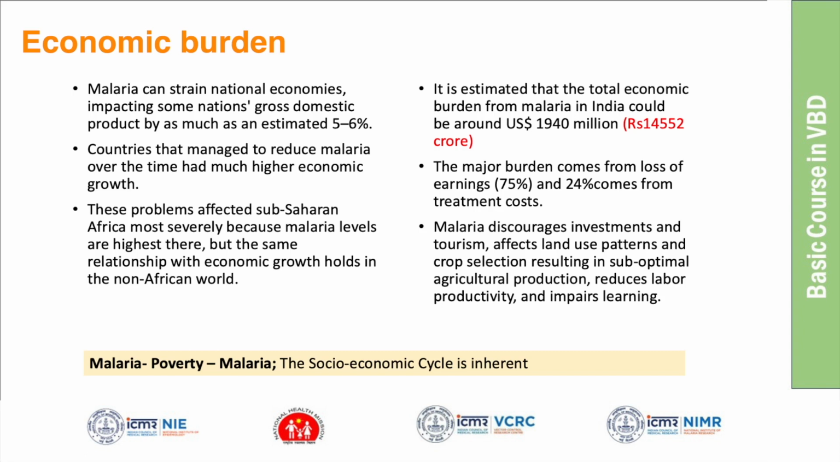The major burden comes from loss of earning. That is around 75%. It means people having episodes of malaria two to three times a year do not go for work, and that becomes a huge burden on the family. And 24% comes from the treatment cost. It means people go outside the public health system, to private providers, even to the Pujari or Gunia, wherever they go, and that takes money out of their pocket. So it is a huge burden.